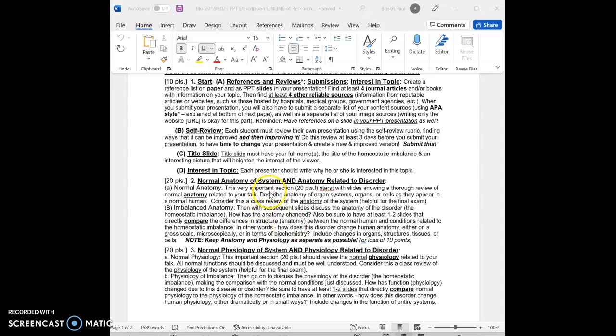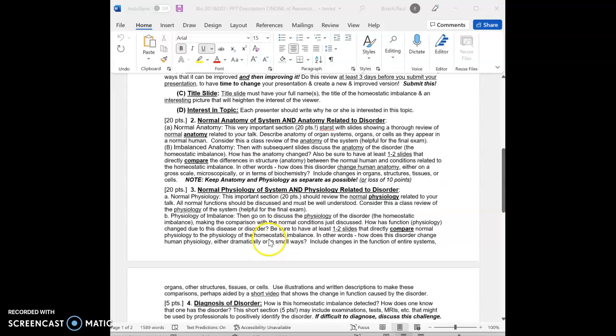And you should have at least one slide that actually compares them directly. And you should really have good detail of anatomy. So this is huge. Then separate from that is physiology. Sometimes students put anatomy and physiology together and they lose all the points.